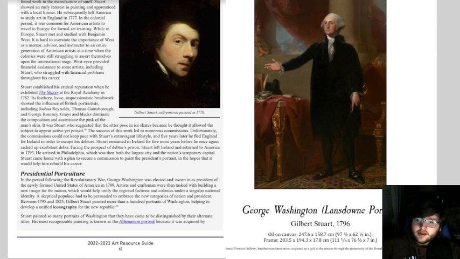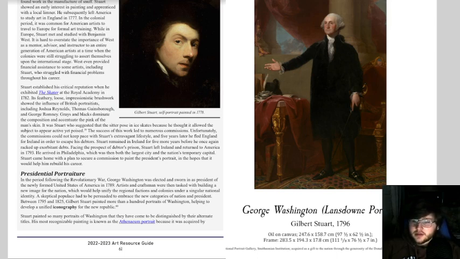Five years later, he fled England for Ireland in order to escape his debtors. Stuart remained in Ireland for five more years before he once again racked up exorbitant debts, facing the prospect of debtor's prison. Stuart left Ireland and returned to America in 1793.